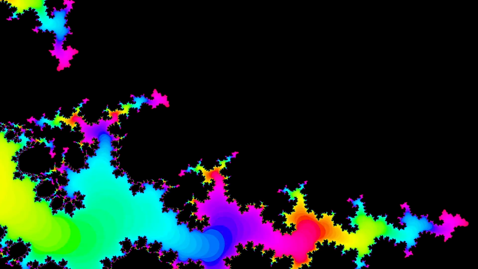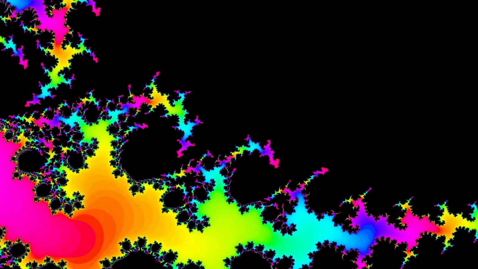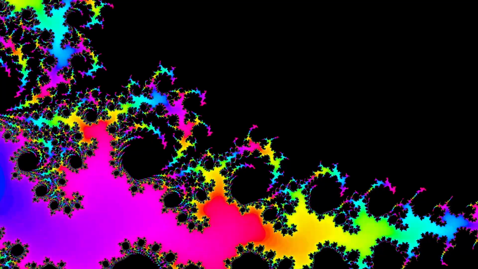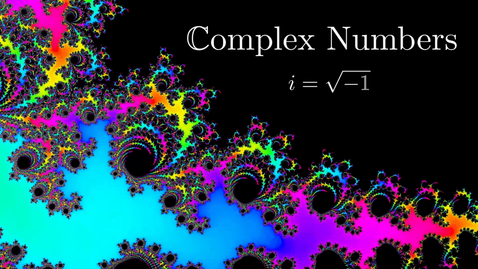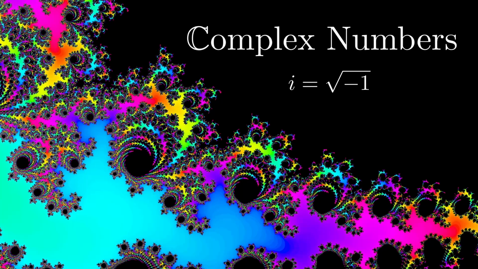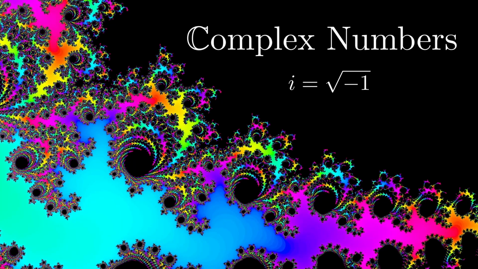Now we can start talking about fractals. Aside from looking cool, one of my favorite parts about fractals is that the math you need to build them is pretty light. These types of fractals rely on complex numbers, where we define i as the square root of -1. The most we're going to need to know about these is how addition and multiplication work.